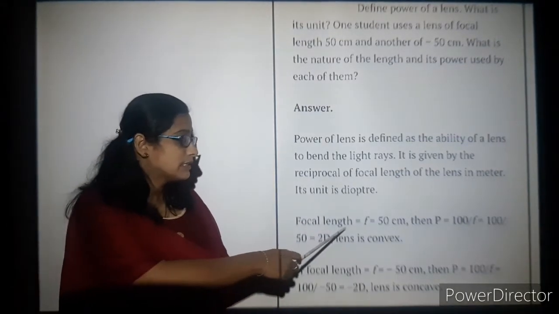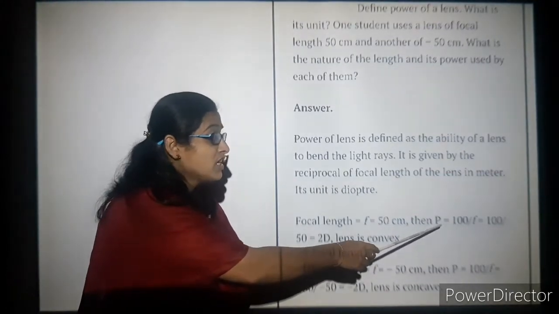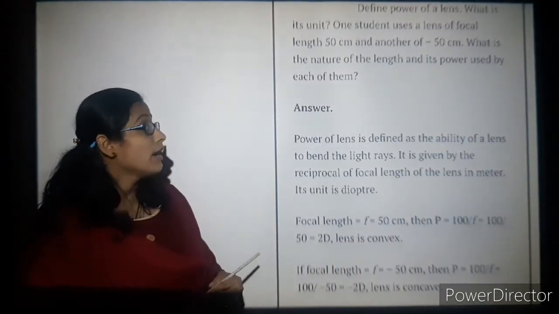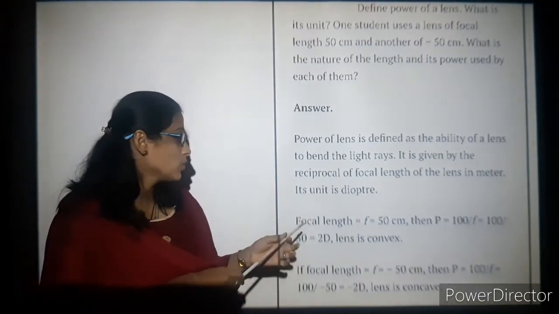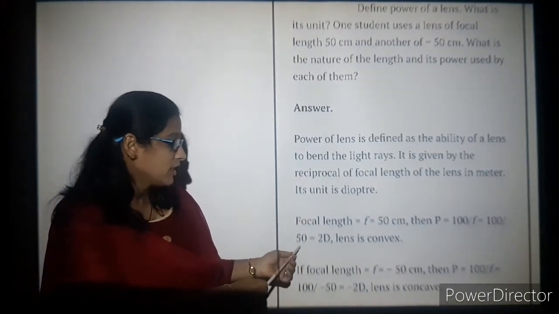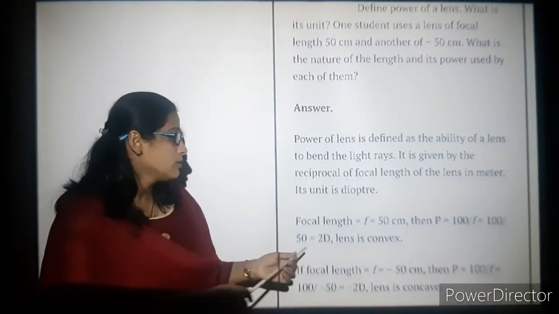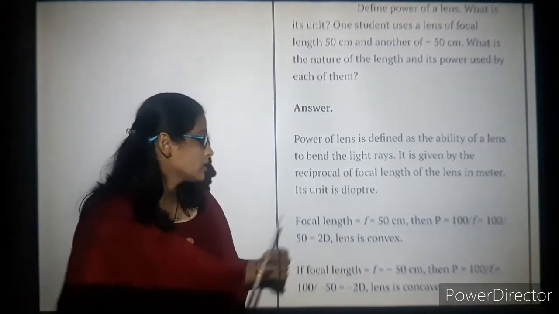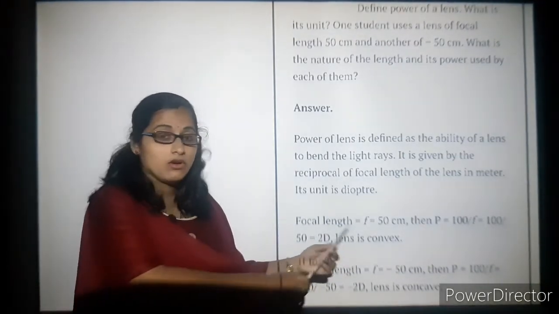Focal length f is equal to 50 centimeters. Then P equals 100 by f, so the power of the lens is 100 by 50, that is equal to 2 D, that is 2 diopter. The lens is convex. It's not minus, so you will write it as convex.